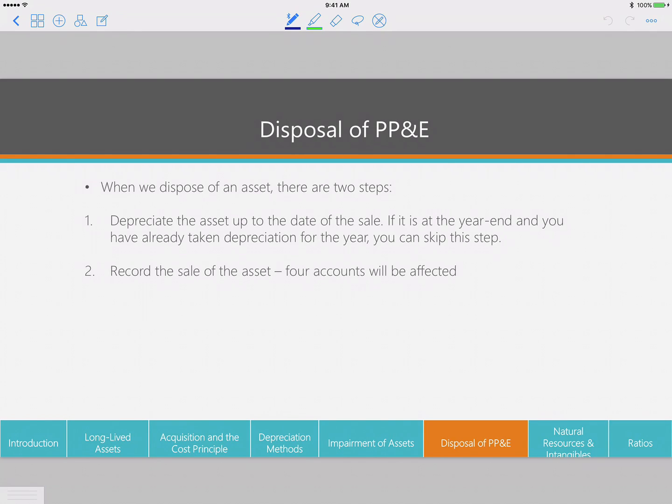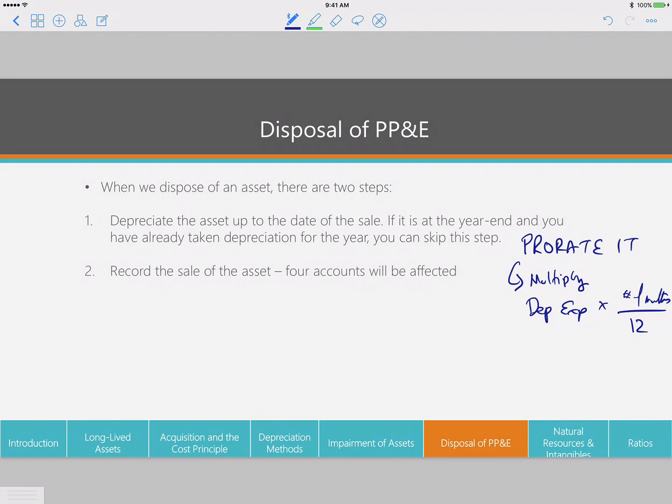Now, if it's halfway through the year, you would take your annual depreciation expense and you would prorate it, meaning you multiply the depreciation expense times the number of months that have passed over 12 months. So you proportionally allocate, you prorate the amount of depreciation expense based on the number of months that have passed.